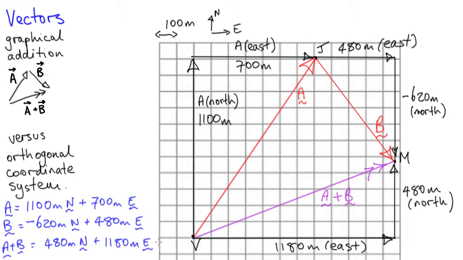And I just need to make a final word about notation here. I've used the symbols N and E to mean vectors that point in the directions north and east respectively, but with just a single unit of length each.